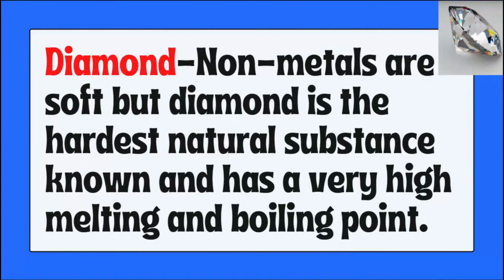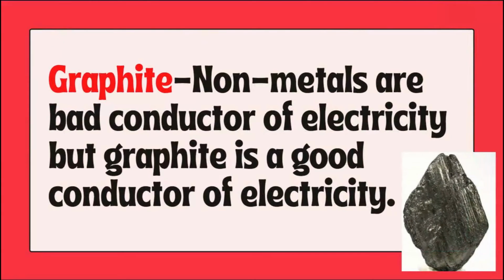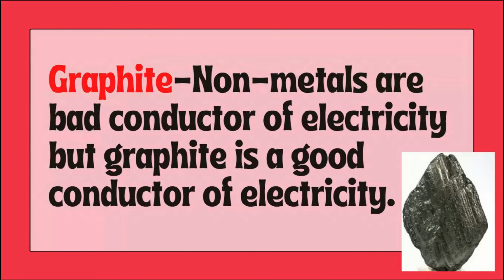Second is diamond. Non-metals are soft, but diamond is the hardest natural substance known and has a very high melting and boiling point. Last is graphite. Non-metals are bad conductor of electricity, but graphite is a good conductor of electricity.